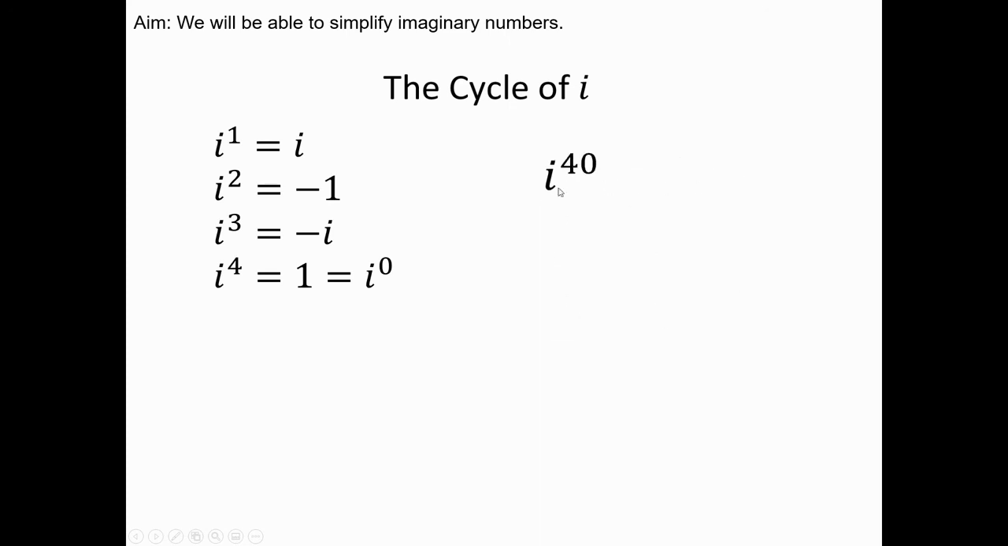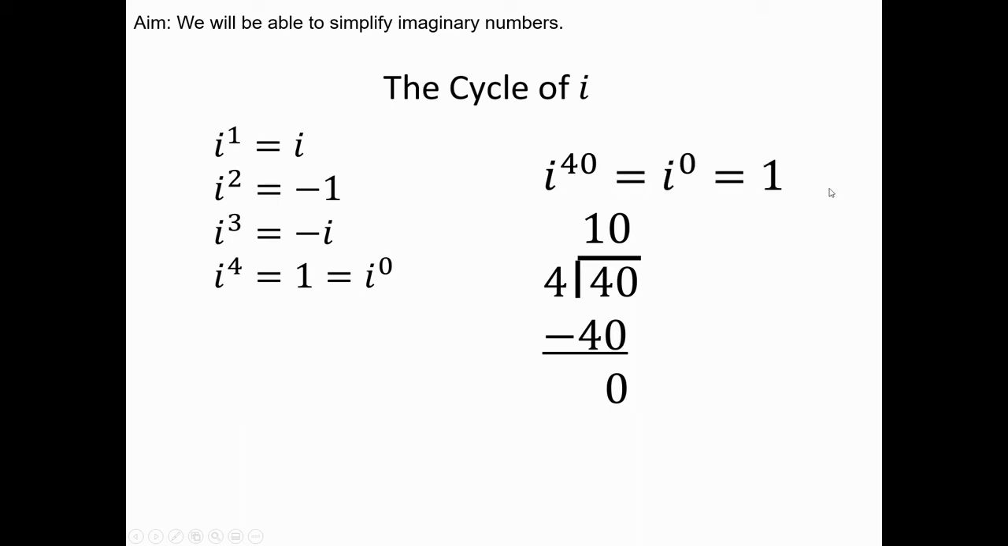Once again, we have to think about how many 4s go in there. You probably already can tell, right? How many 4s go into 40? We know it's going to be 10. And if I do 10 times 4 is 40 and subtract it, there's going to be no remainder. So look at this, i to the 0 is 1. So this is going to give us 1. And that's a very nice little shortcut on simplifying expressions with just i to some power.